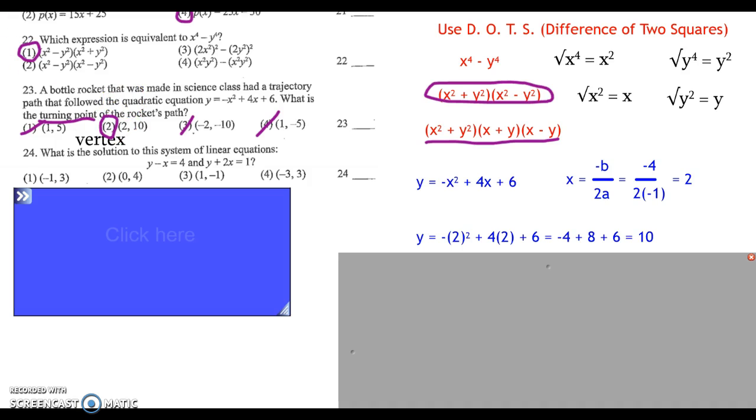Another way we could think through this problem is saying, well, the rocket didn't implant itself into the ground, and it didn't start at negative 2 seconds, right? So none of these really make sense in the context of the problem.